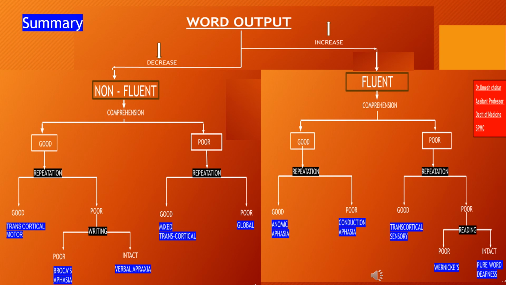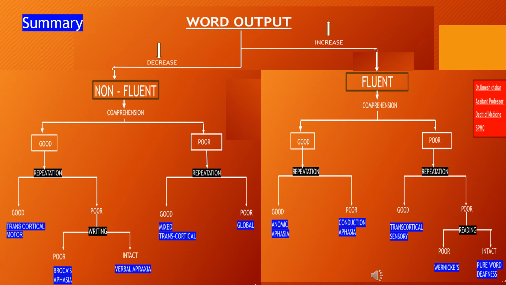Now, in a retrospective manner, we will see first the diagnosis and what findings come under that aphasia diagnosis. For example, the first is transcortical motor aphasia, in which the patient is having decreased word output, his comprehension is good, and his repetition is also good. Then comes Broca's aphasia, in which the word output is decreased, the patient is having good comprehension, but the repetition is poor and writing is also poor.